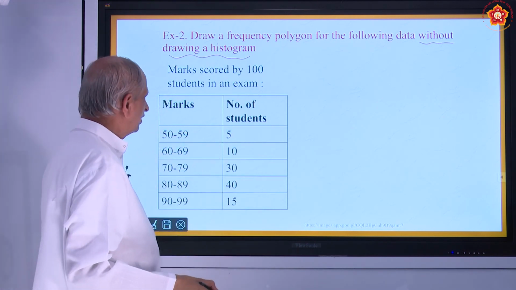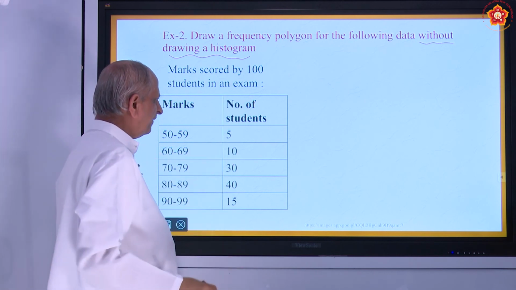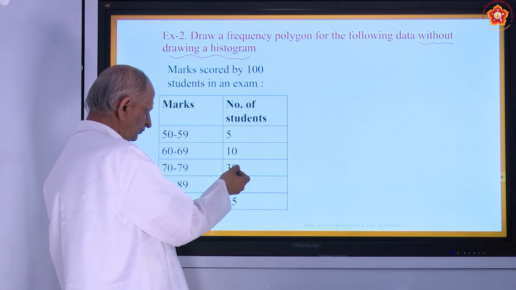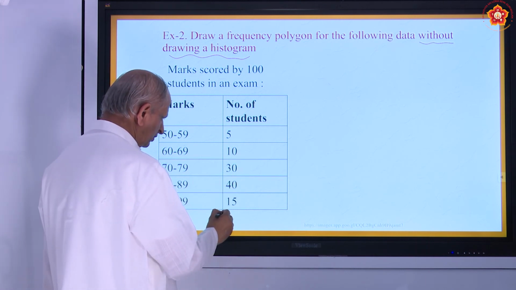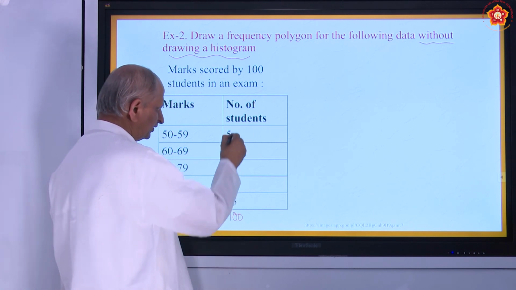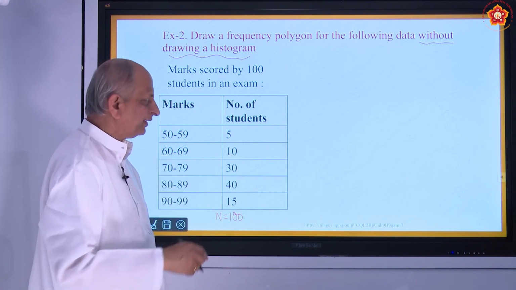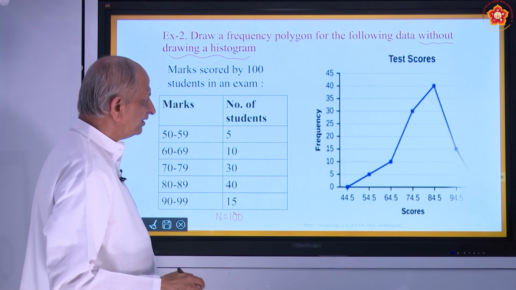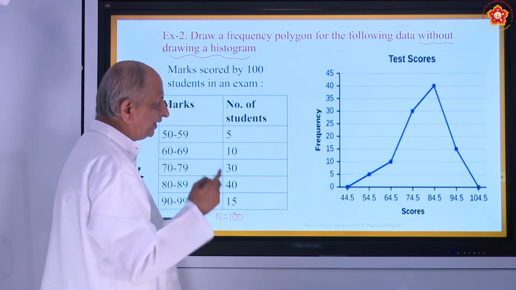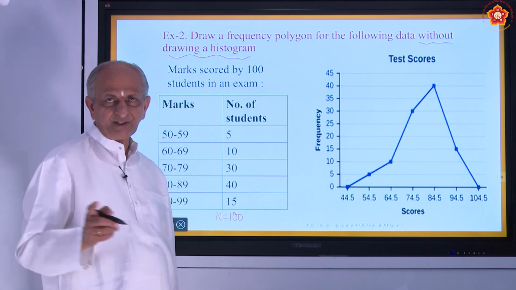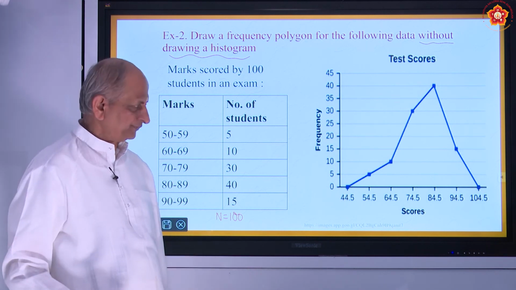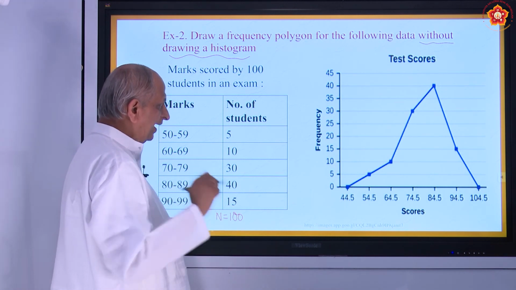How to draw it? Marks scored by 100 students in an examination. Here the totals are 15, 45, 85, so the number of students is equal to 100. These are the marks scored in these class intervals that should be represented in the graph as a frequency polygon. Now you see the change here. In the earlier case we had a histogram, and we took the midpoints of them. Now the midpoint is to be marked.